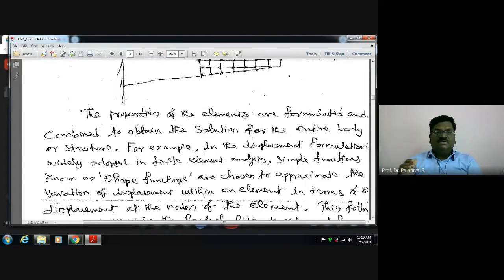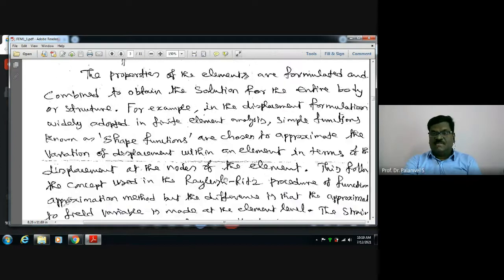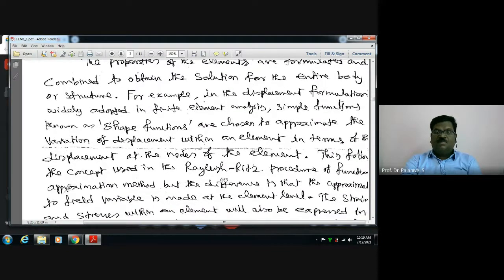For every element, we are going to formulate element properties. Please, all of you, once again, memorize: shape functions are chosen. What is my shape function? It represents the variation of displacement within an element in terms of the displacement at the nodes of the element. That alone you keep in mind. Please listen here, continuation. This follows the concept used in Rayleigh's procedure of functional approximation method. This follows means what?